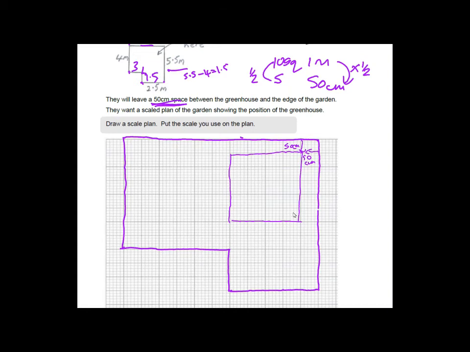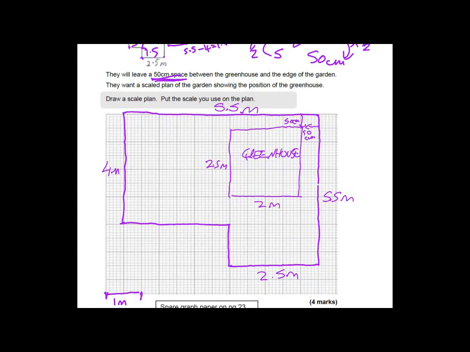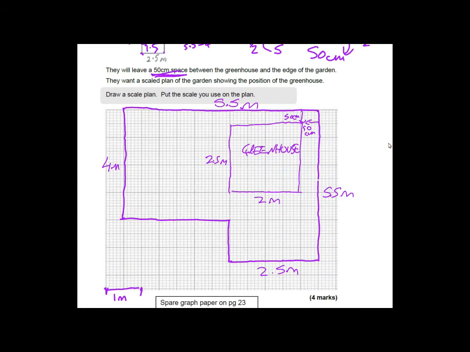Now, once we've drawn our diagram, don't forget to label everything. So this is our shed, and its dimensions are 2.5 metres by 2 metres. The left-hand side, 4 metres, so just like our diagram, 2.5 metres on that side, 5.5 metres on this side, and across the top, 5.5 metres. So it looks just like the sketch, but on our graph paper. And all of that work is worth 4 marks.